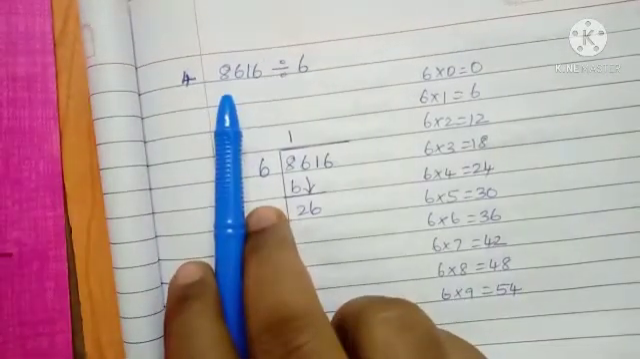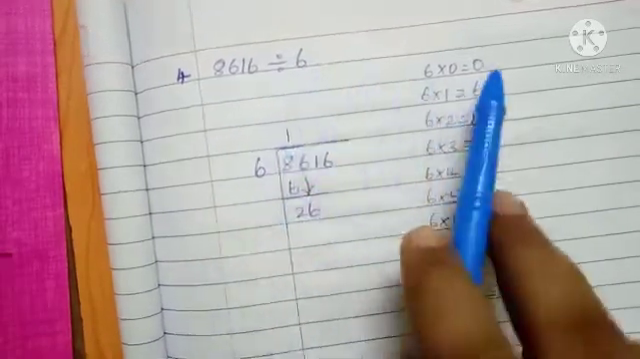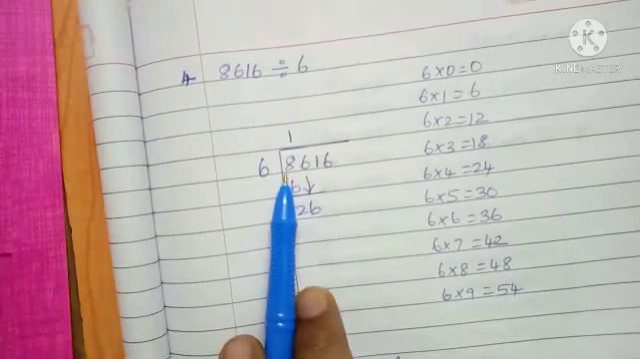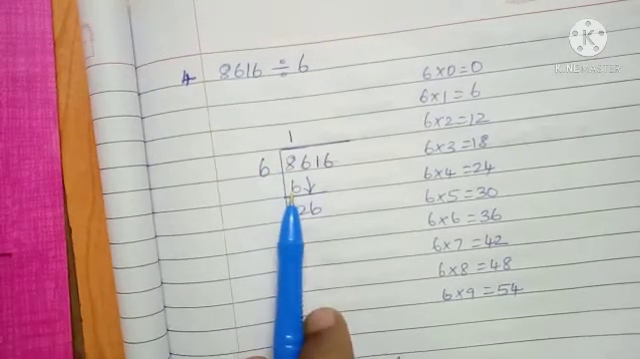Fourth sum. 8616, do 6 table. So first you should write the 6 tables and it is easy to find the answers. So first number is 8. So do 6 table, 1 time. 6 ones are 6. Remainder 2.